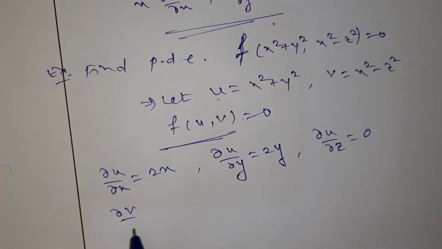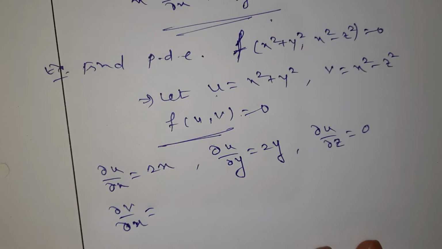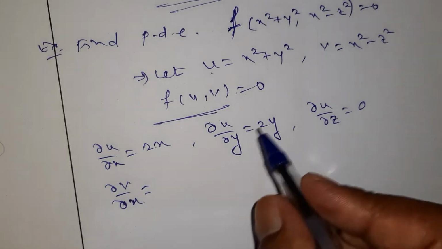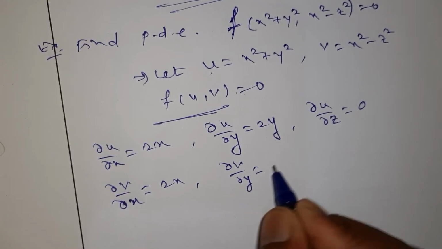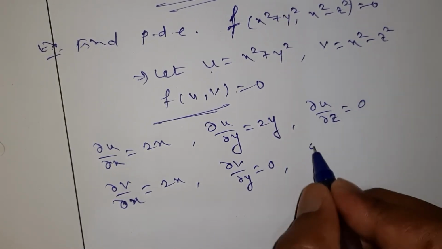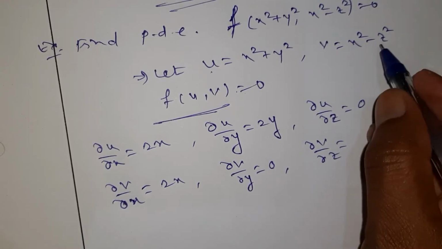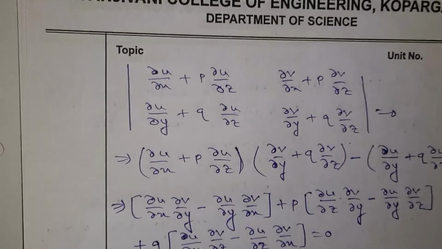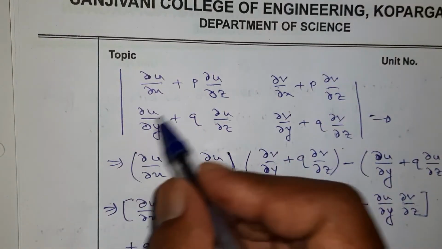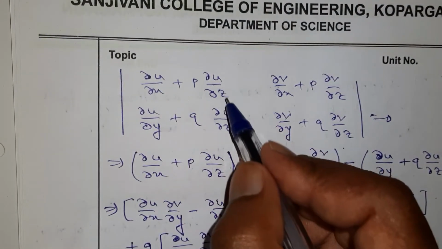Next, dou v by dou x. Always keep in your mind, whenever you take an arbitrary function, find all its derivatives with respect to x, y, z. So derivative of v with respect to x is 2x. Derivative of v with respect to y: is there a y? No, so the answer is 0. And derivative of v with respect to z is minus 2z. Now I get here six derivatives, and I have to use these six derivatives in my determinant. What is the formula for the determinant? Yes, the determinant of dou u by dou x plus p into dou u by dou z.